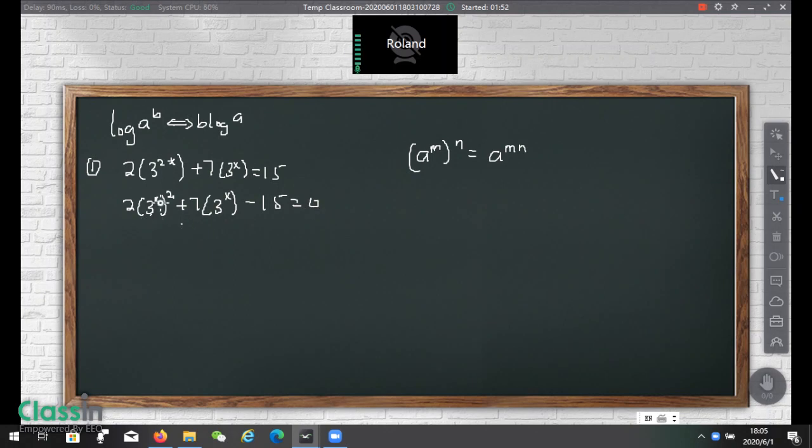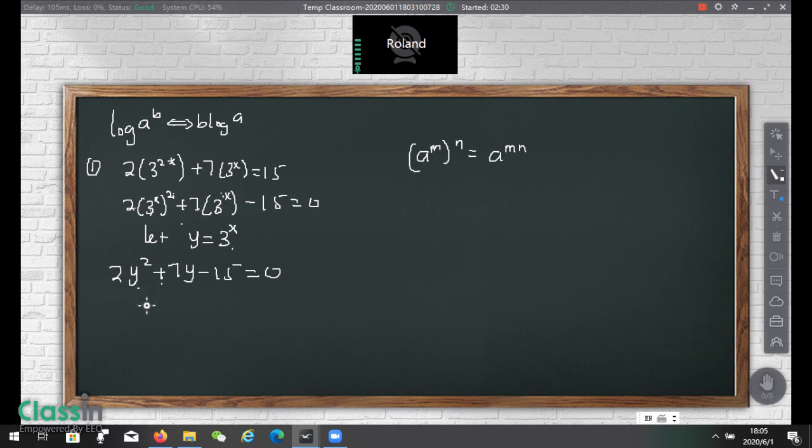Now, we have 3 to the power x, 3 to the power x. Let any variable, let's say y, be equal to 3 to the power x. So we can have 2y squared plus 7y minus 15 equals 0. Because this is 2, 3 to the power x is y, so 2y squared, plus 7, 3 to the power x is y. So in place of 3 to the power x, we can simply put y. Then we have 7y minus 15 being equal to 0.